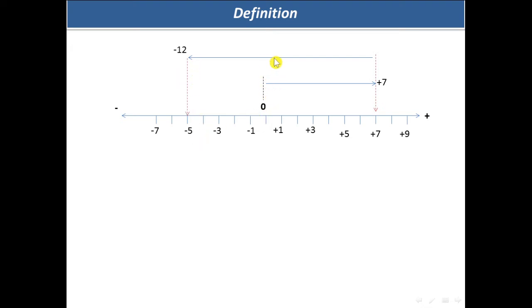This area here, from here to here and here to here, one eliminates the other. I'm left only with this distance here, which is minus 5. How can I express this in a mathematical way? This is plus 7 minus 12 equals minus 5. This is how we express this in a mathematical expression.